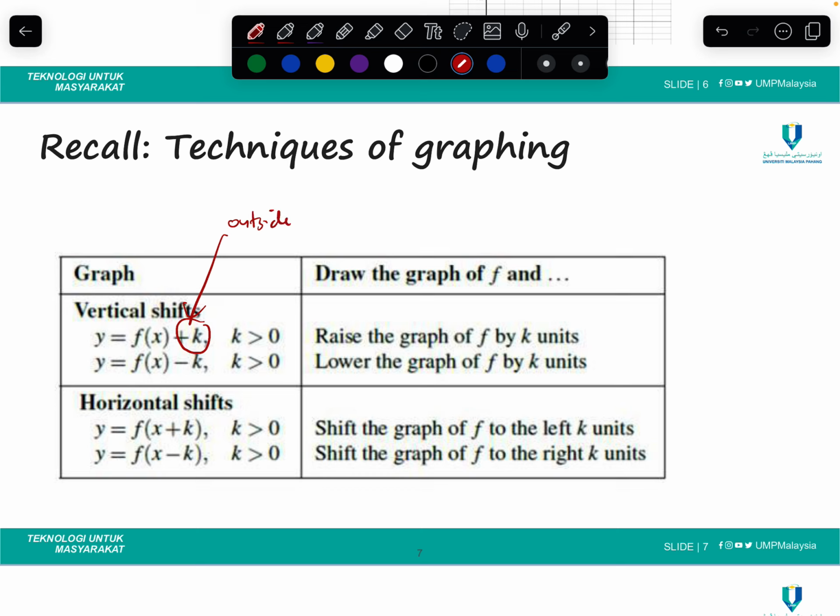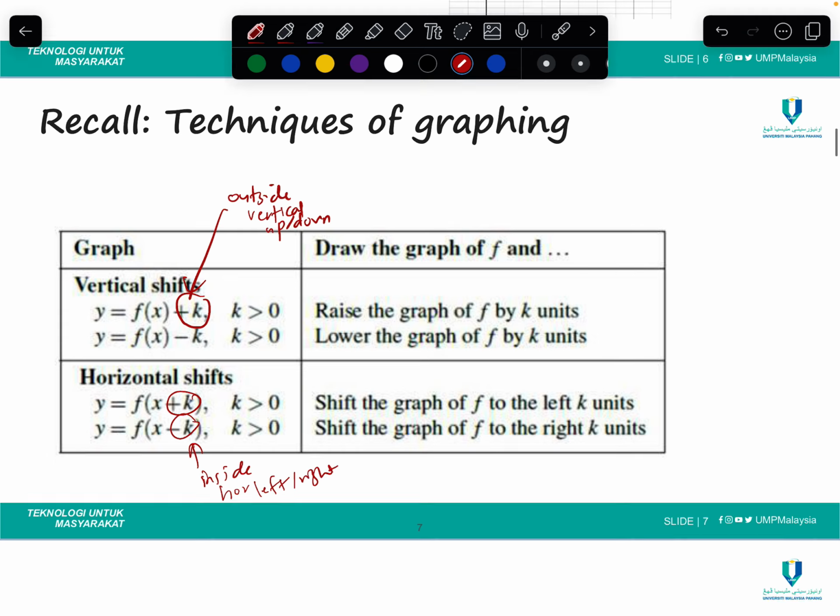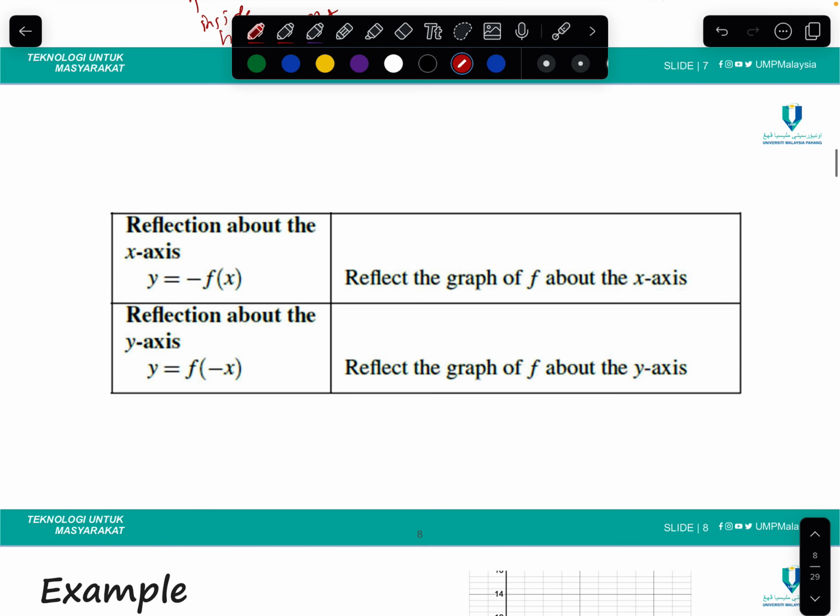So when the constant is outside of the function, it is vertical shifting, and whether it goes up or down depends on the positive or negative. All right. And if the value of k is inside of the function, this indicates horizontal shifts, whether it's going left or right. Okay, so another type of transformation is reflection.